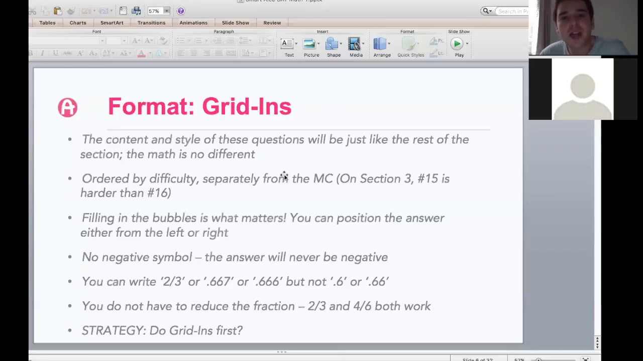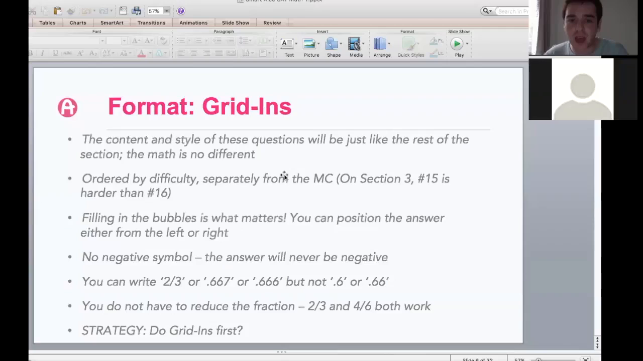So one potential strategy you can use with grid-ins, this depends on the student, but say you have a student who is continuously pressured for time. It is far easier to randomly guess correctly on a multiple choice question than on a grid-in. So though I don't recommend this for every student, it might be worthwhile in certain cases to suggest that they start with the grid-ins.